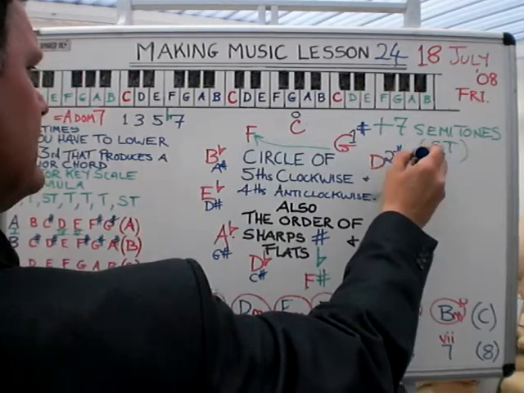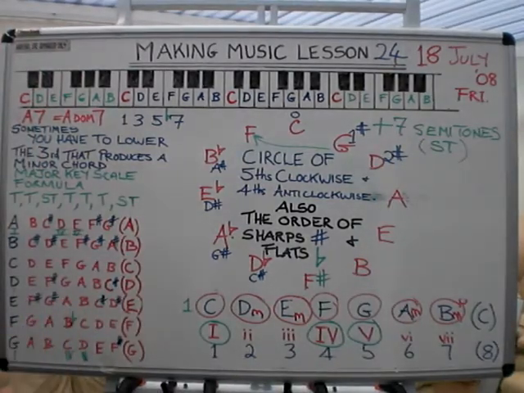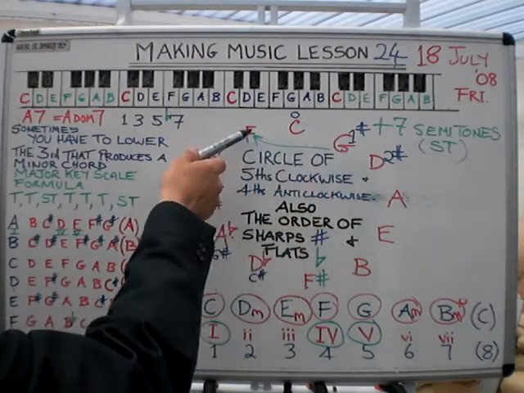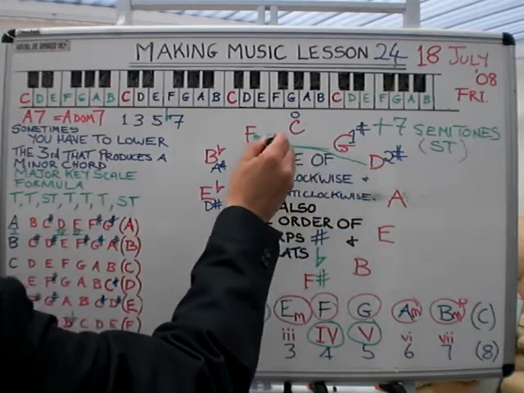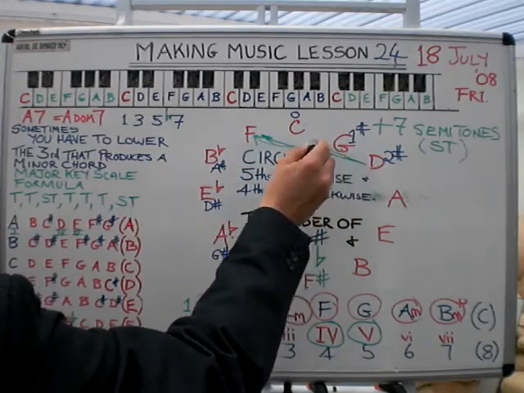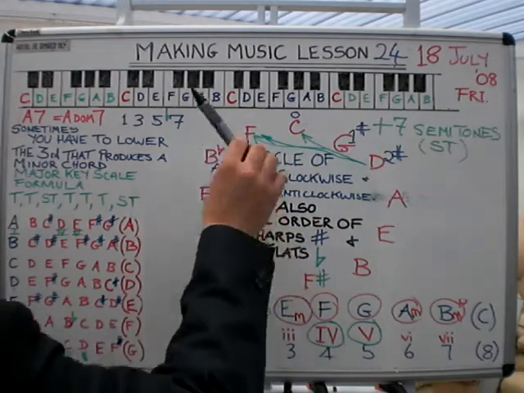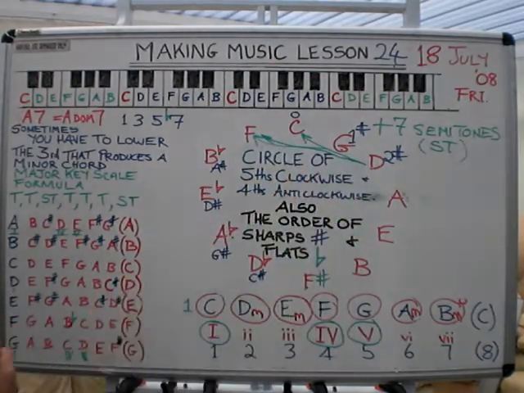2 sharps. So as a reminder which ones are sharpened, we've sharpened the F and we've sharpened the C. It's going to go around this. It's an addition. It's always added on. The order of sharps always adds an additional one.